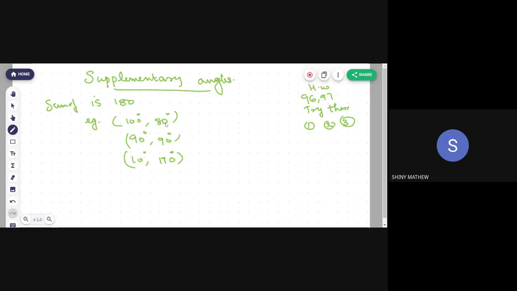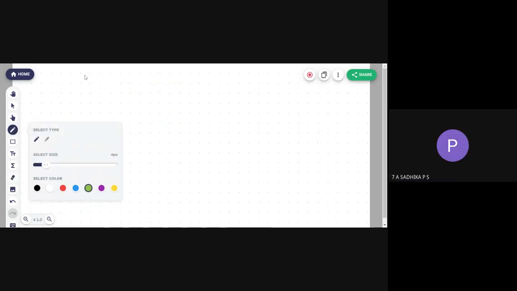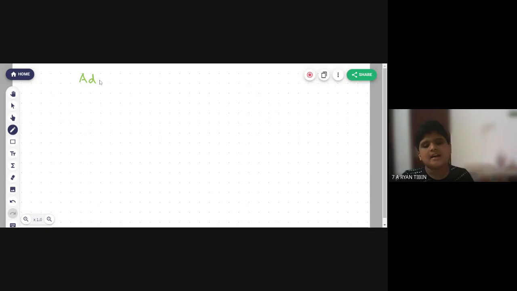Okay, now we can move to the next type of angles. We have studied complementary angles and supplementary angles. The next one is adjacent angles. Okay, what's your doubt?